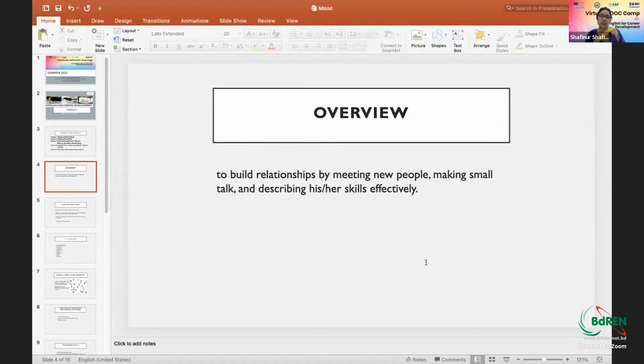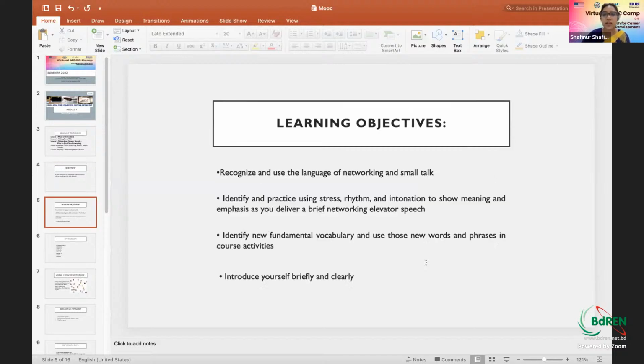The whole module is about the job seeker, how they can build relationships by meeting new people, how they can make some small talk, and also through the small talk or elevator speech, how they can describe their skills effectively.